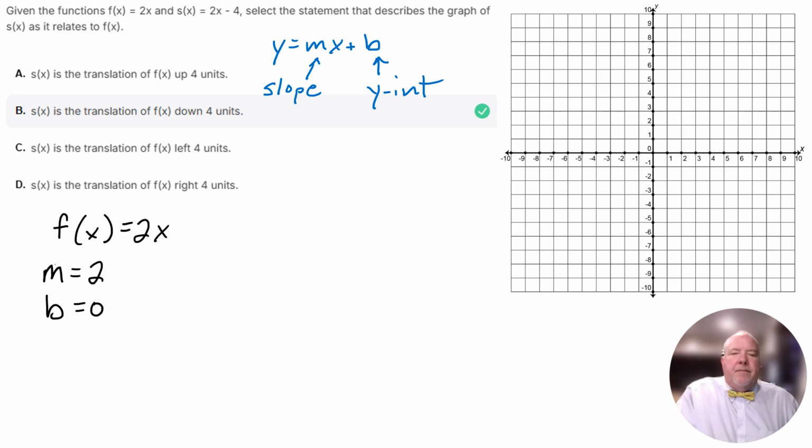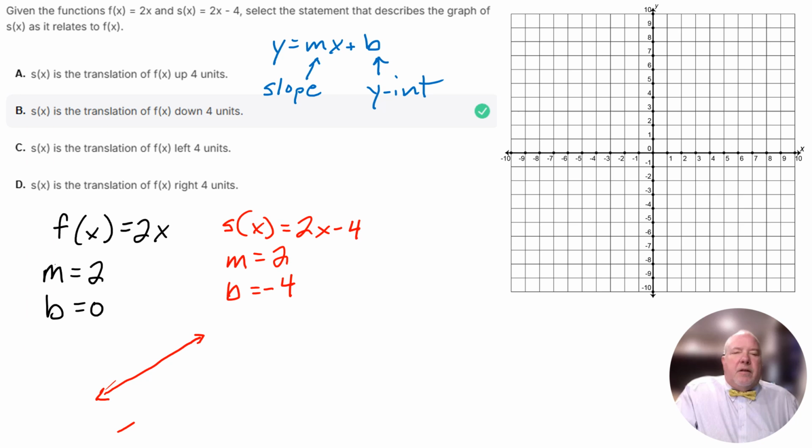Now the other one, so our s of x is 2x minus 4. And so it has a slope of 2. So they have equal slopes, and this one has a y-intercept of negative 4. So one thing we know about equal slopes is that those lines will be parallel. So the graphs of these two lines, it's a positive slope, so it's going to be increasing like this.